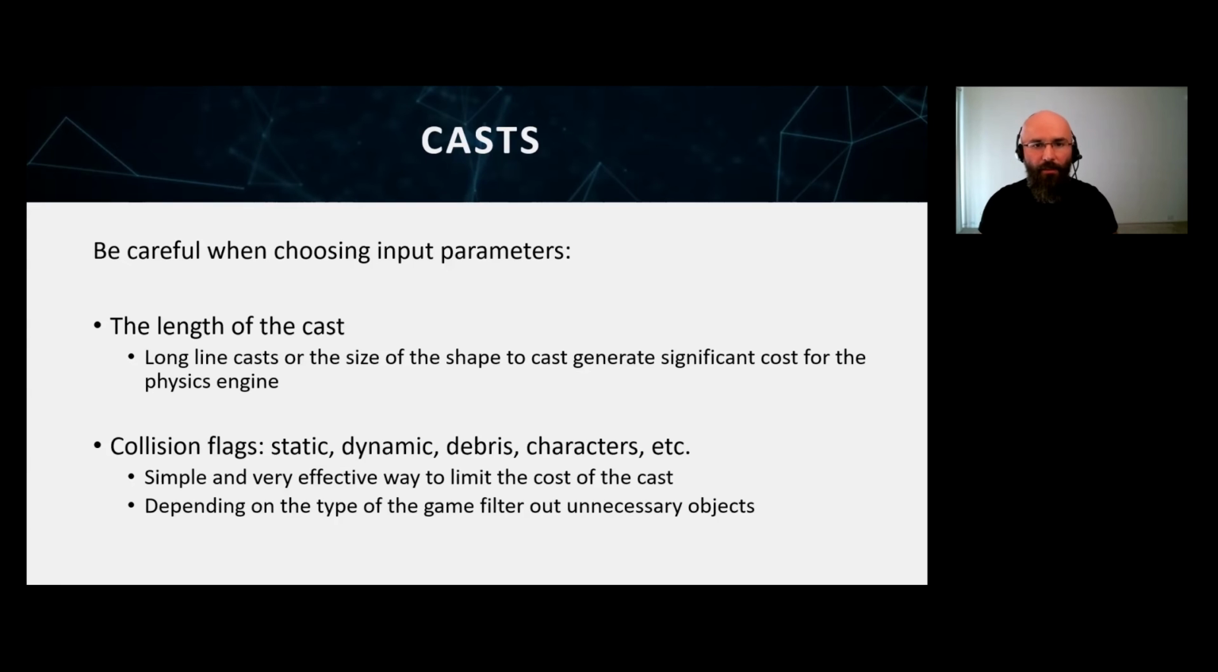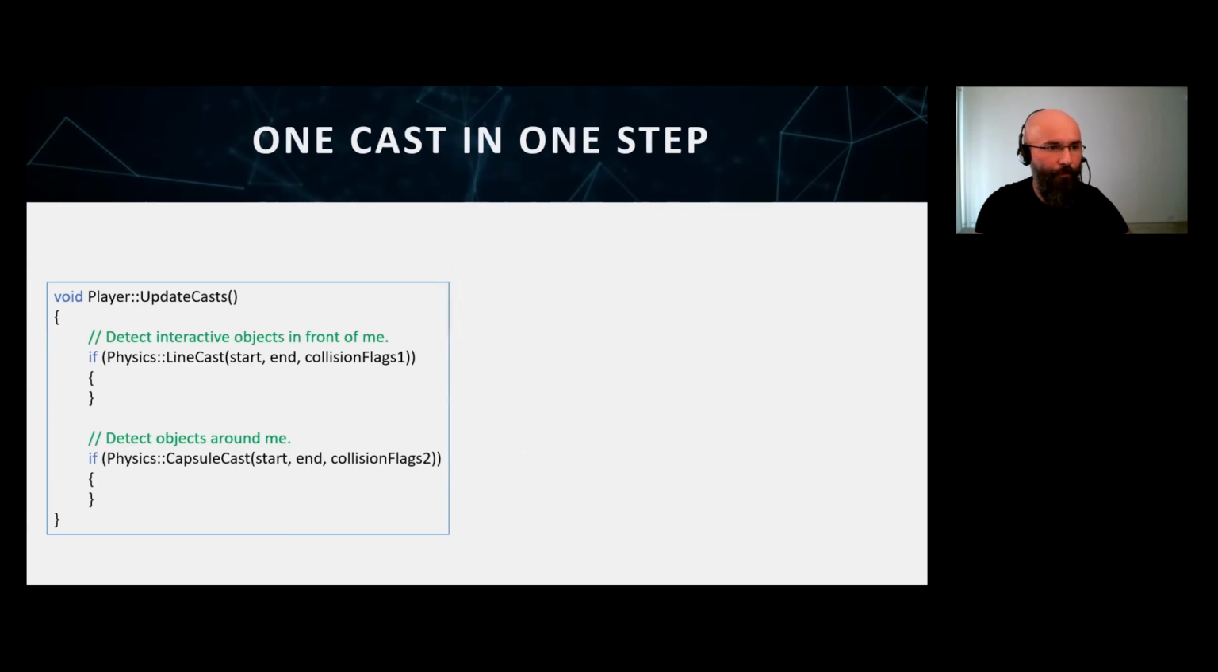So it's really important to know exactly what physical objects you are looking for and to filter out unnecessary objects, because it will make it much easier and much faster for the physics engine to give you the results you are looking for. And another thing from a performance point of view is trying to avoid doing too many physical casts in one update step. So for example, we could try to limit the number of casts to one in one step.